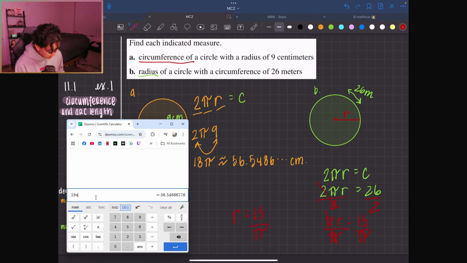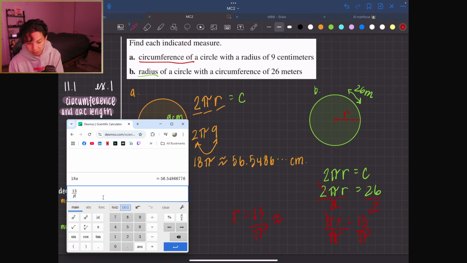That's cool. And then let's approximate that also. 13 over pi, 13 divided by pi is going to be 4.1380 and so on. And that's it. Okay, bye.